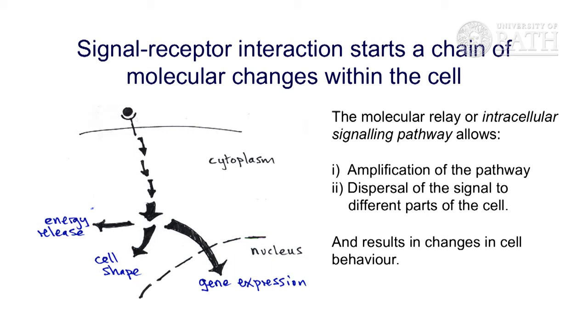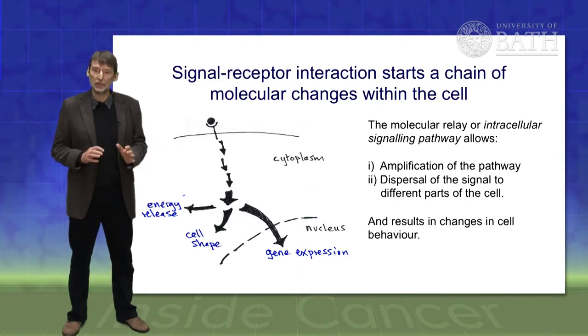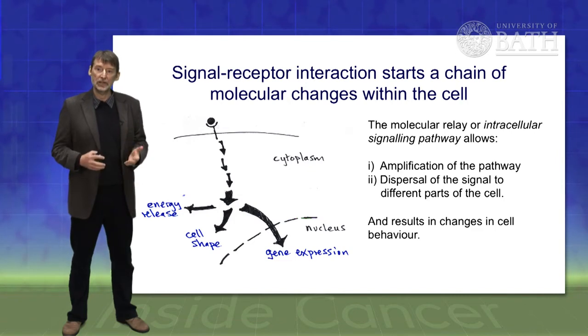So, for instance, the cell may need to release energy to do what it's going to do. The cell may need to change shape. And part of the signal may enter the nucleus, where it can change gene expression so that the cell can change its behavior over the longer term.